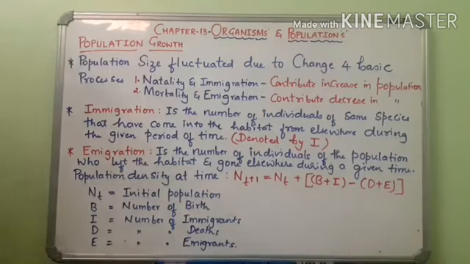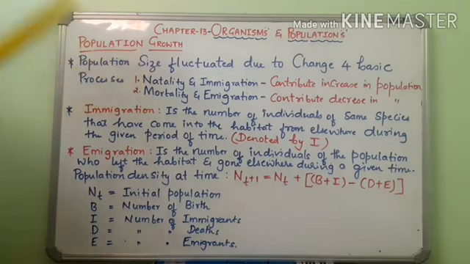Now we are going to discuss population growth. Population growth means increase in the number of individuals. Increase in the number of individuals, we call it population growth. So the population size fluctuates due to change in 4 basic processes.